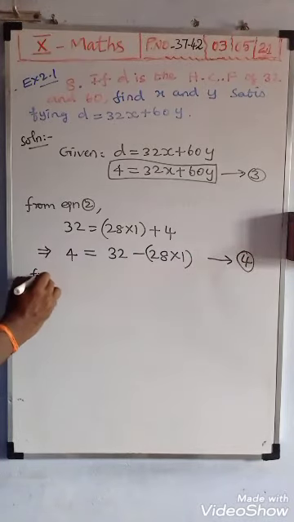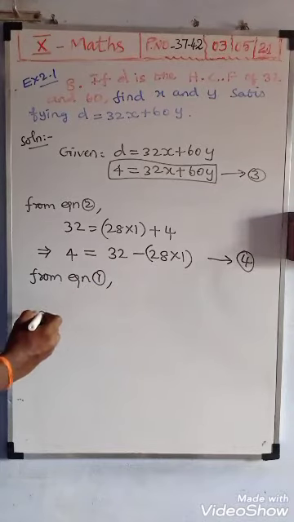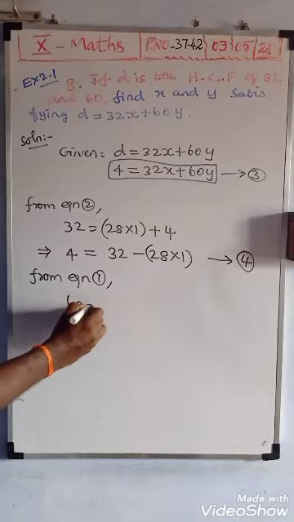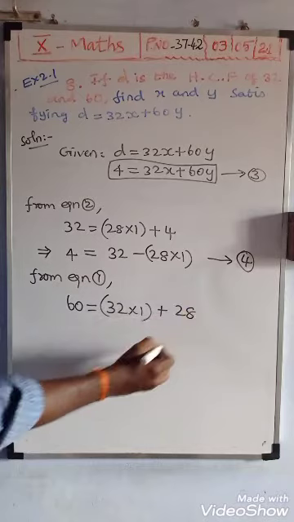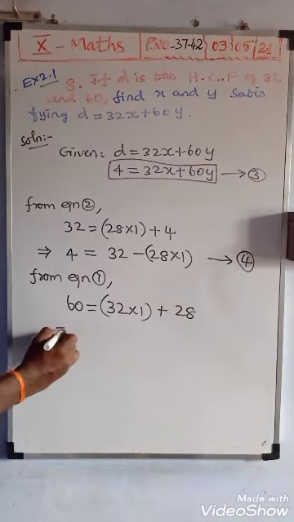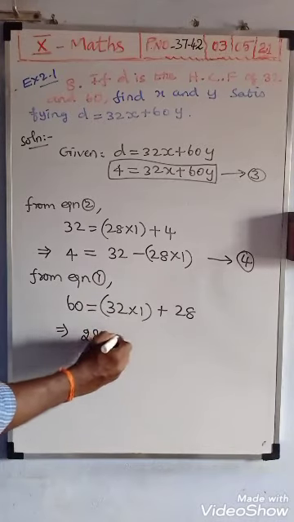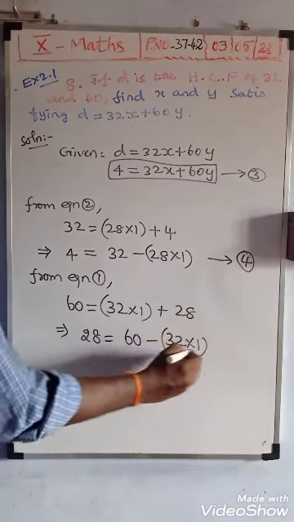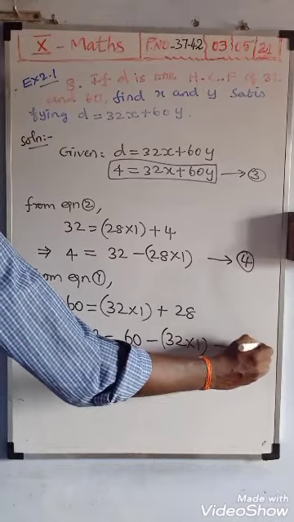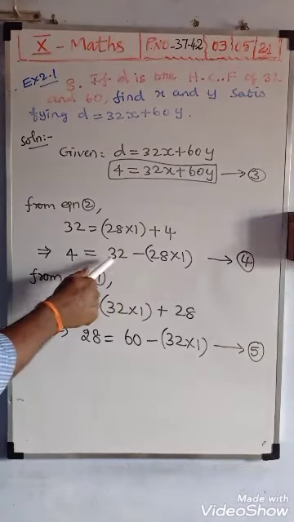Next you take equation 1. From equation 1 we will receive one more result. Equation 1 is 60 is equal to 32 into 1 plus 28. Now you need the value of 28, so 32 into 1 goes to the other side with a minus. So 28 we can write as 60 minus 32 into 1. Consider this as equation 5. I am writing like that because then only we will get the value of x and y. For that purpose only I brought equations 4 and 5.